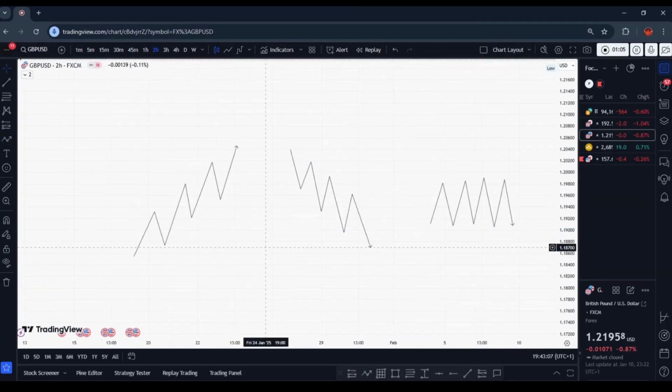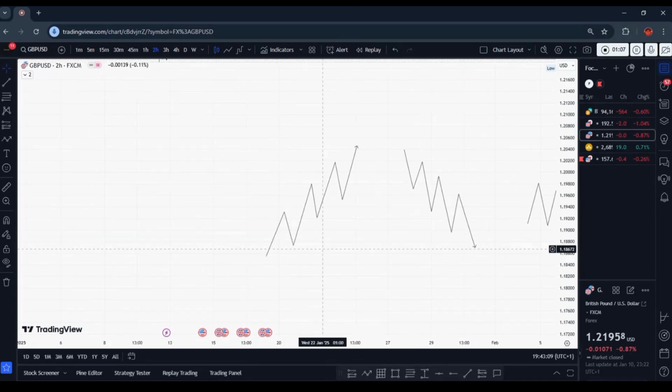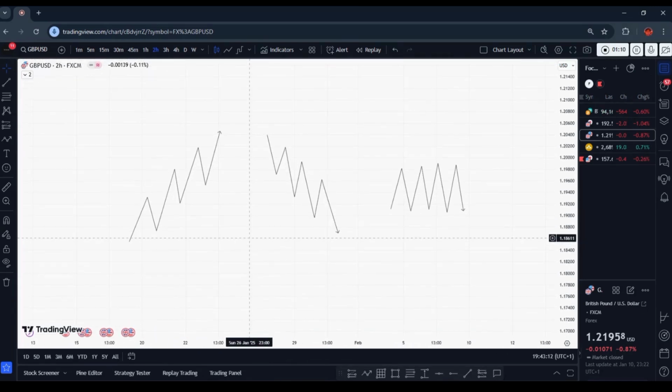So structure is the basic thing of all, and it is the most essential of all. If you are trading anything, you must be aware of structure. Whatever strategy you are using, you must be aware of structure. Structure is very, very essential.